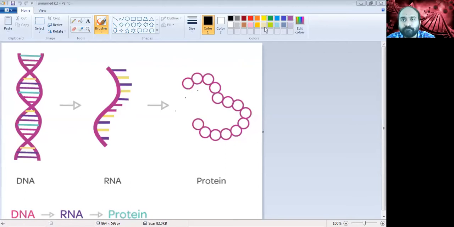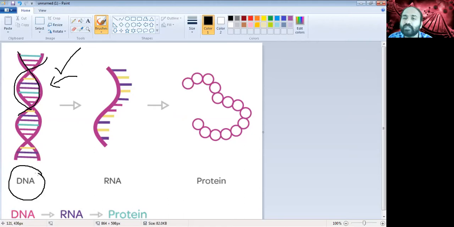Now see here. Let me select my color. So this molecule here is nothing but your DNA. DNA is like a helical structure, a double helical structure actually. So you can see one strand, right? This is another strand. So that's why it's called double helix. Anyway, this is your DNA molecule, the command center.